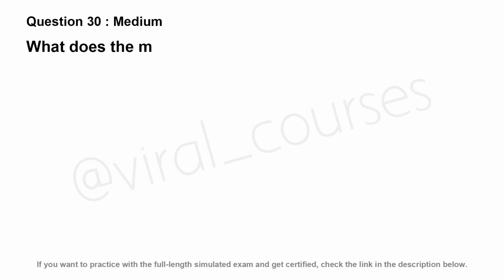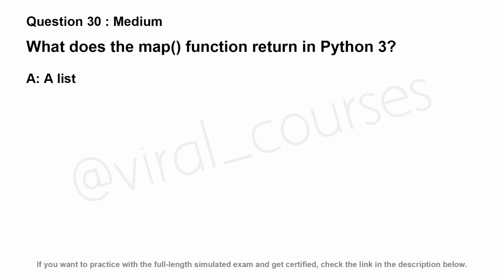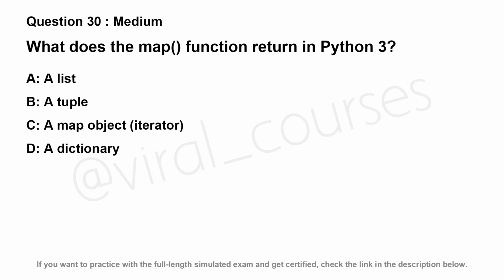What does the map function return in Python 3? Option A. A list. Option B. A tuple. Option C. A map object, iterator. Option D. A dictionary.